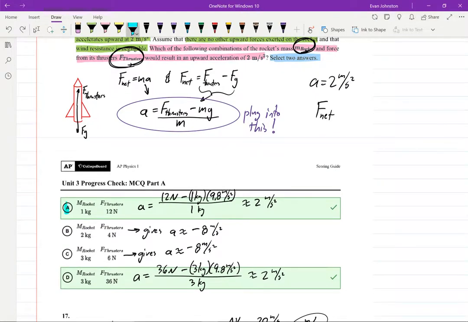And we end up finding that only options A and D give us the correct answers, an acceleration value of 2. The other ones give us negative acceleration values, which is just unfortunate, because that means that gravity is overcoming the thrusters, so the rocket is going nowhere at all.